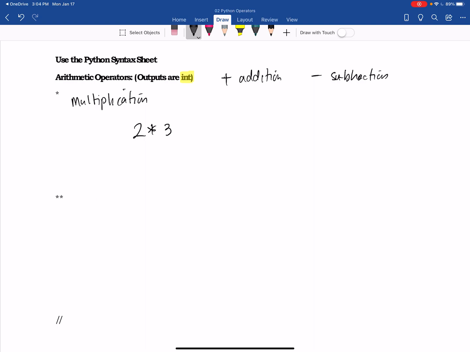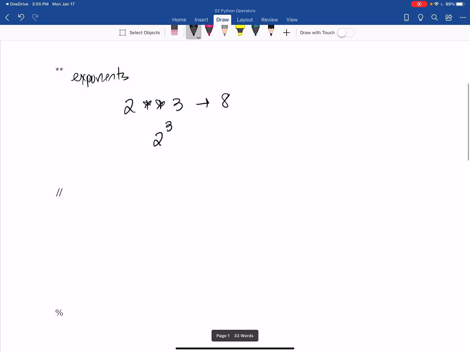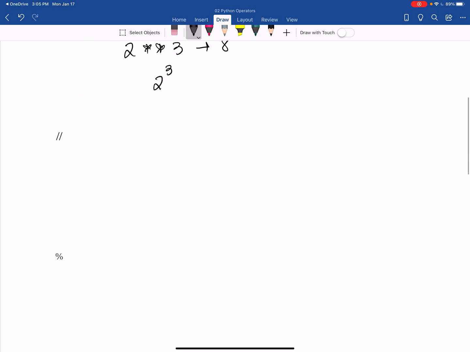2 star 3 would spit out a 6 because 2 times 3 makes the integer 6. The one with 2 stars is exponents. And so 2 star star 3 is what you consider as 2 to the third in your calculator. So this would spit out an 8. These next two operators are the ones that correlate to division. Think about these last two operators as division-ish, division-like.